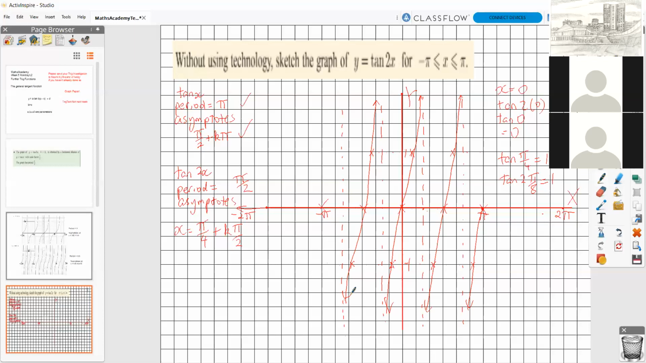Did I miss one out? Yes, I did. I should have kept going here. 1, 2, 3 here. So we can draw the graph there. There's our graph of y equals tan 2x. Any questions about that?